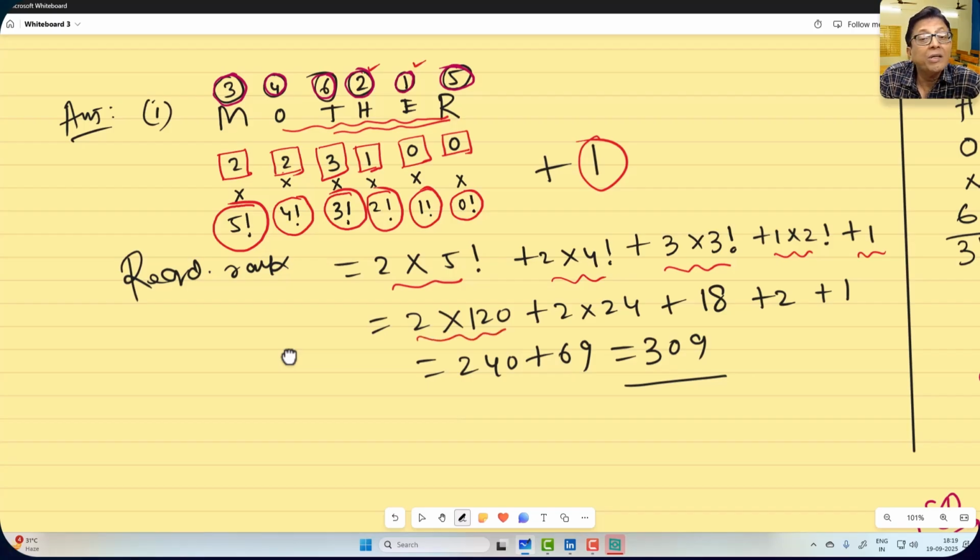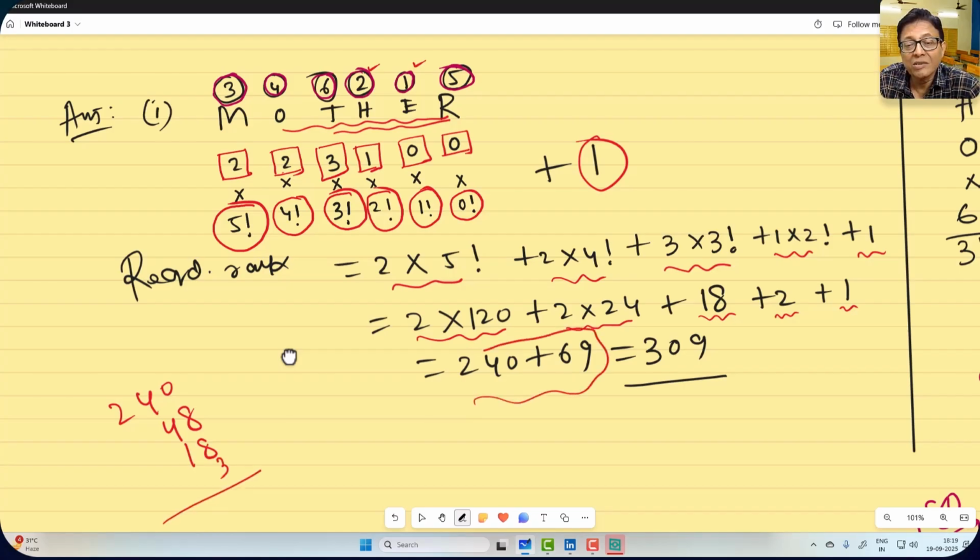So 2 into 120, factorial 5 you know, 24, 48 you know, this is 18, 3 into 6, this one 2 and this is 1. So 240, 48, 18 plus 3. So 240, 48, 18 and 3. This is going to be 240 plus 69, 309. This you will do faster than me, because once you understand the method, then it's very easy to apply.